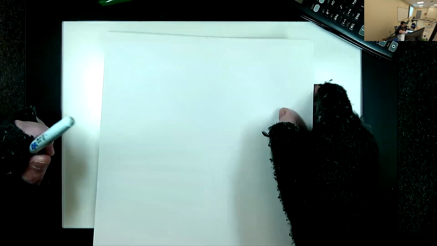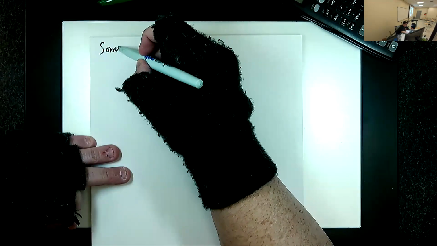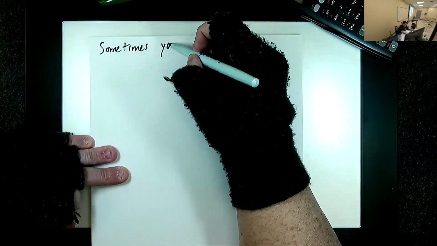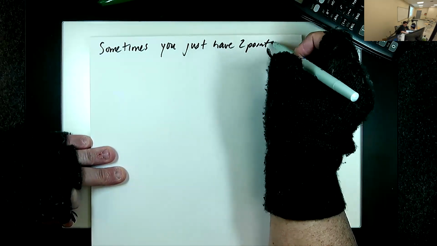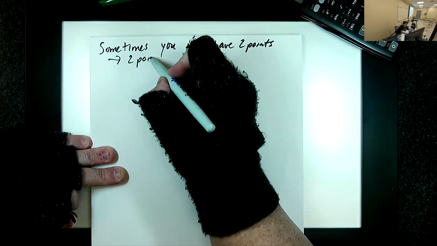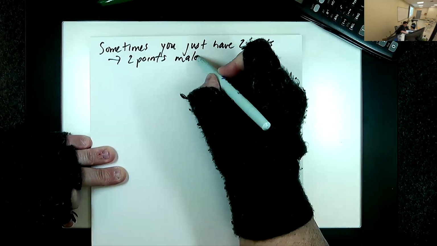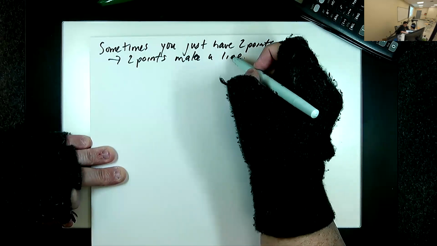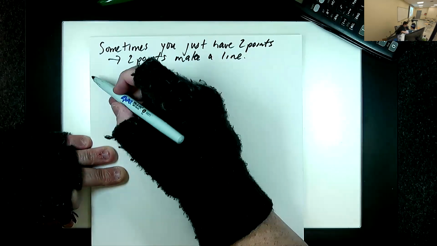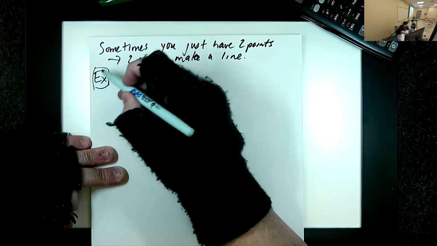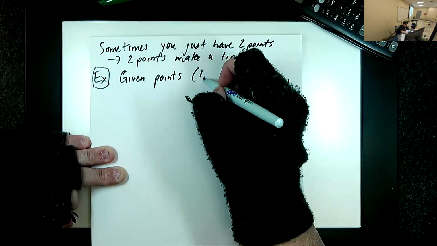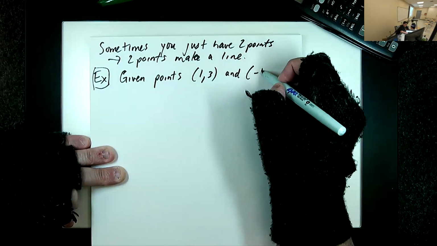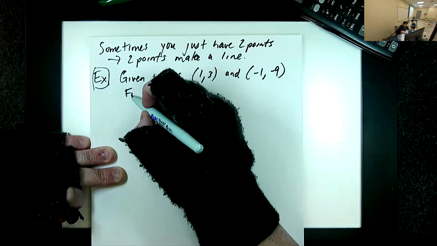So sometimes they don't give you the slope. Sometimes you just have 2 points. And we already know 2 points make a line. So they'll do something like this. They'll say, given points 1, 3, and -1, -9, find the equation of the line.